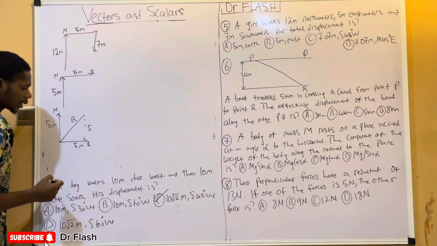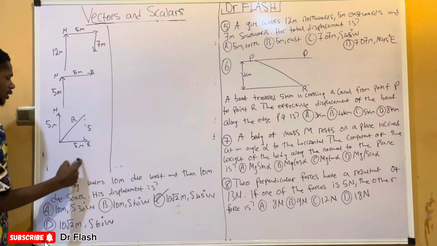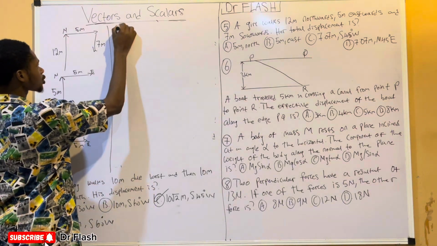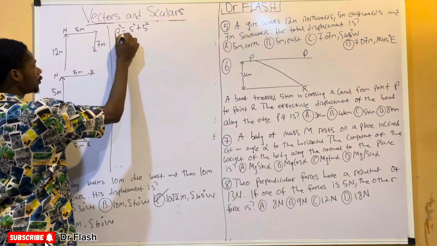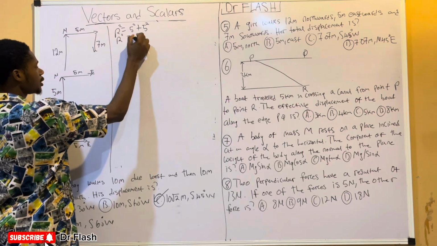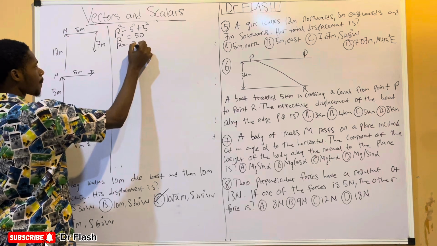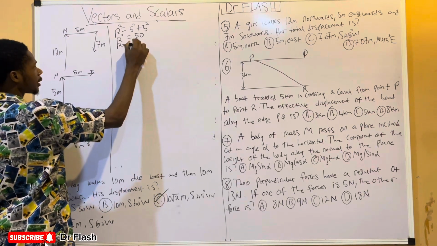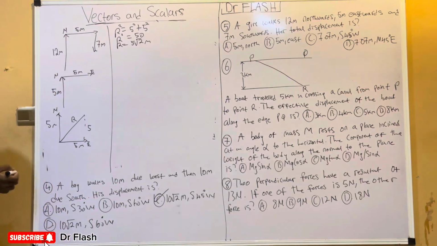Here is also 5. Now this one is similar. We're having the same sides, just like the one we solved just now. We can solve for r. R squared is equal to 5 squared plus 5 squared. So r squared will give you 50. That means r is equal to 5 root 2 meters. Okay, that's the value of r, or the resultant.